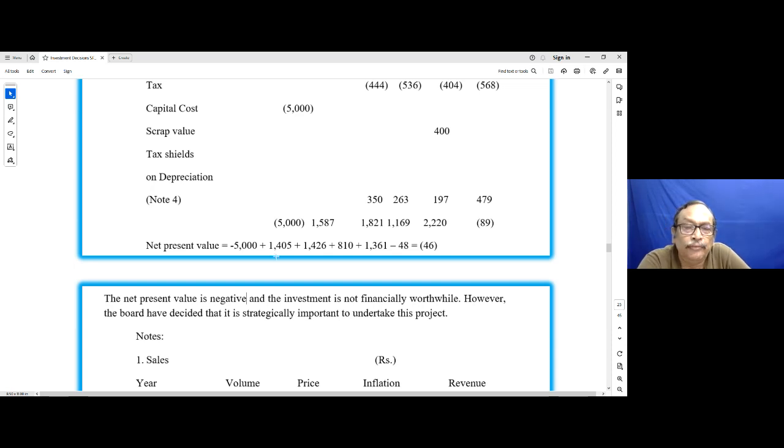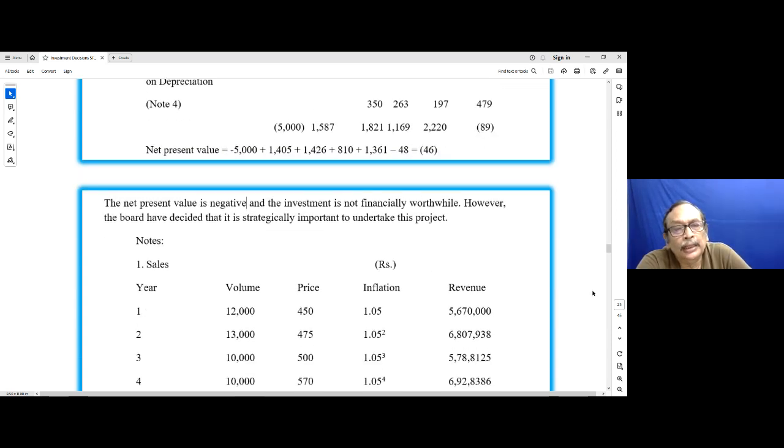Then we are going to multiply 1587 with the discounting factor at the end of year 1 so that we can get 1405. Next, multiplying 1821 with the discounting factor, we get 1426, multiplying 1169 with the discounting factor, we get 810. Then 2220 multiplied by the discounting factor, we get 1361, and 89 with the discounting factor, we get 48 negative. So net present value is 46,000.